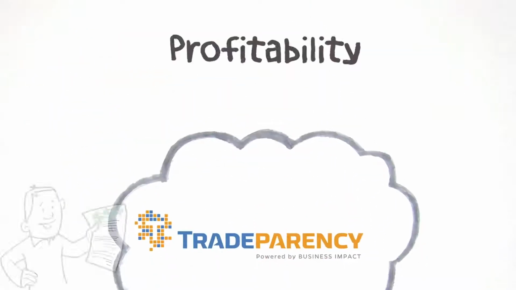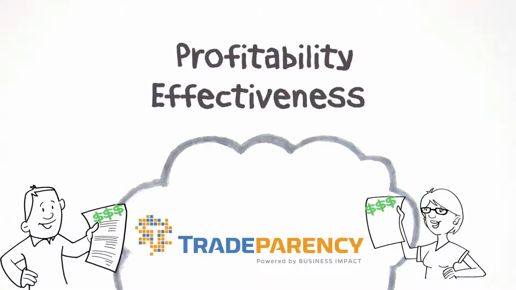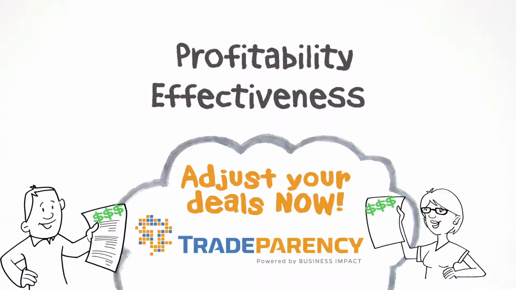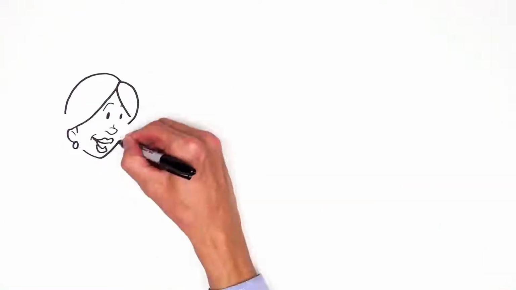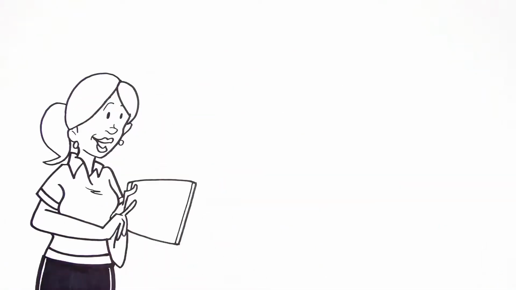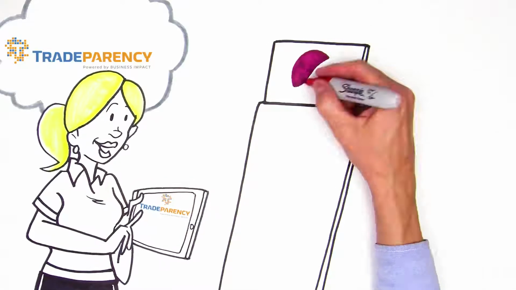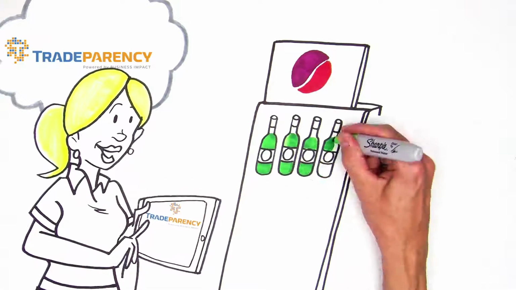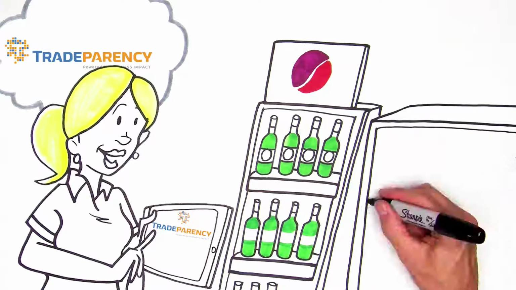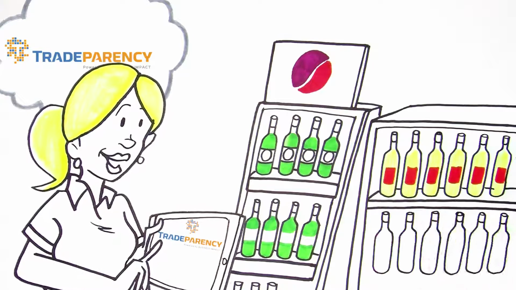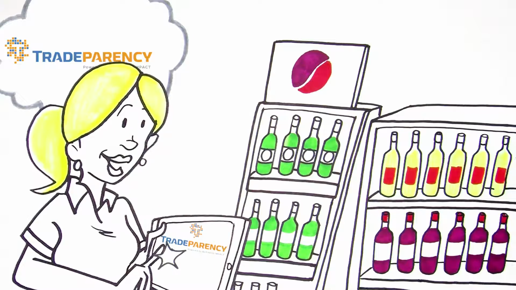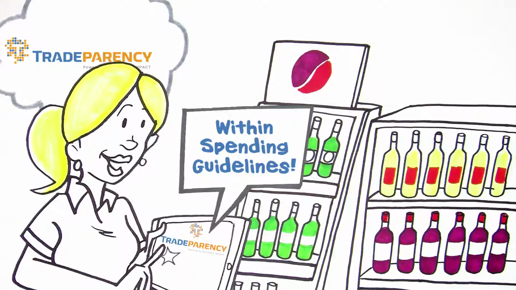Analyze how profitable and effective your sales team is in real time, and adjust your deals now when you see trouble, rather than during the next pricing cycle when you've spent too much. Say you've got a sales manager working in the field. With the intelligence of Tradeparency, she can access all of her customers' pricing on any device, or see how much a distributor has spent on expenses like samples or printing wine lists. At the click of a button, she knows exactly whether she's within spending guidelines.